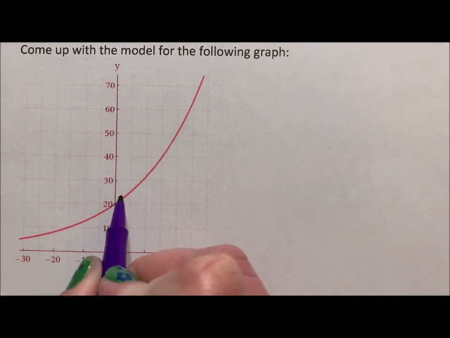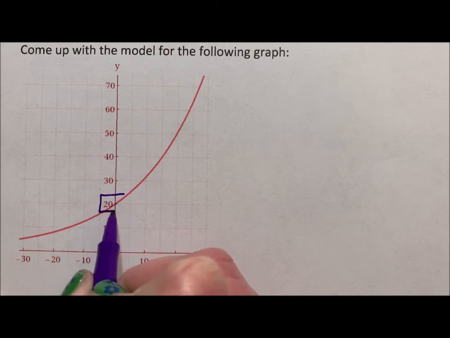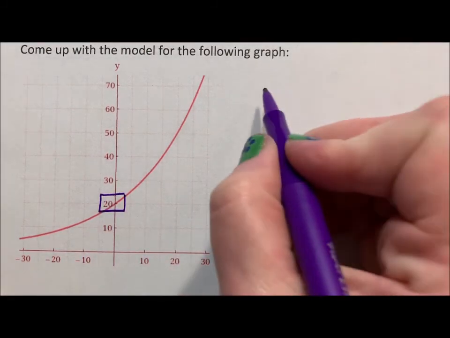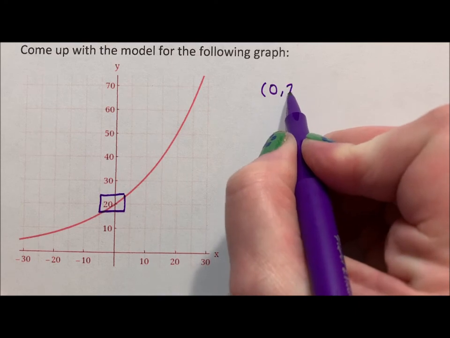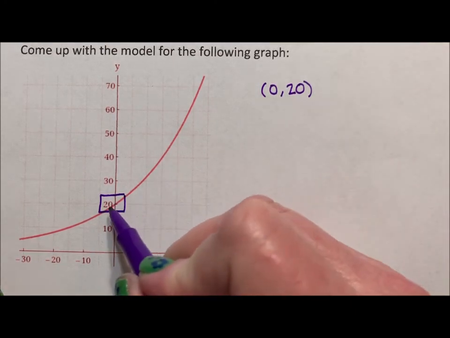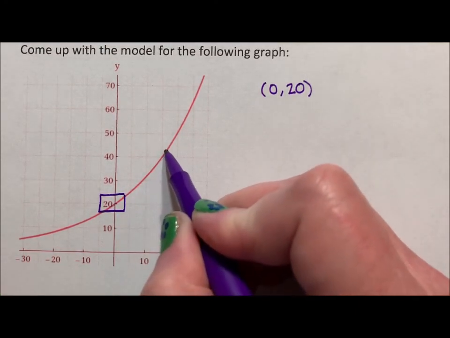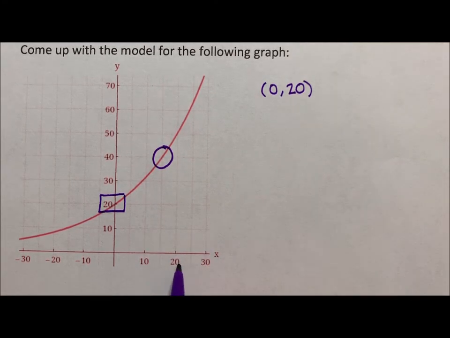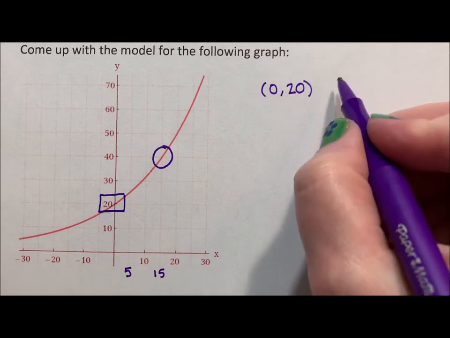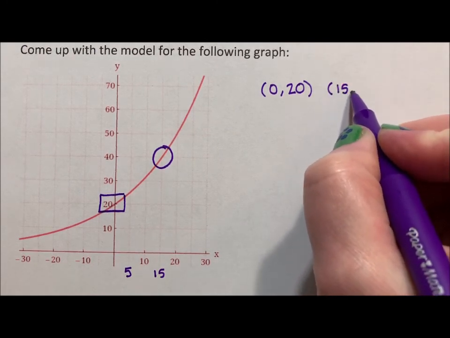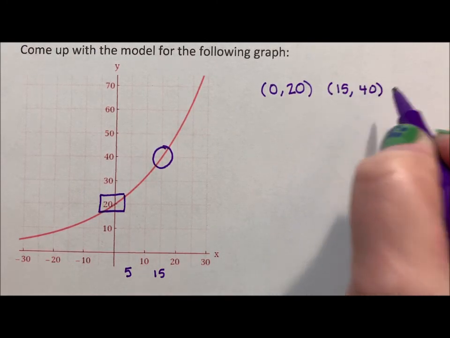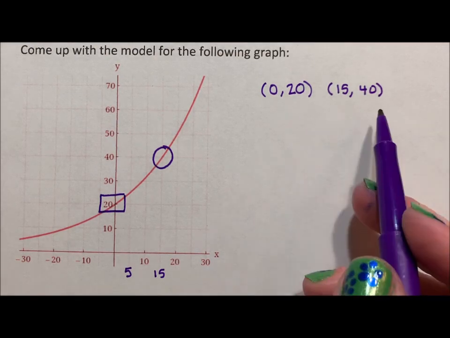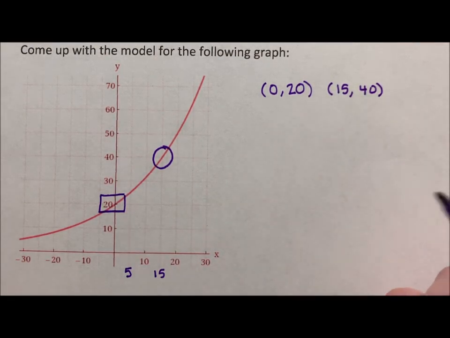I'm going to start with the easiest point, which is right here, the vertical intercept. The vertical intercept is (0, 20). Then I want to find a nice grid point, which is right here. If this is 10 and this is 20, that means my scale is 5, 10, 15. So my next point is going to be (15, 40). I think it's a lot easier to do this with my ordered pairs than the graph.